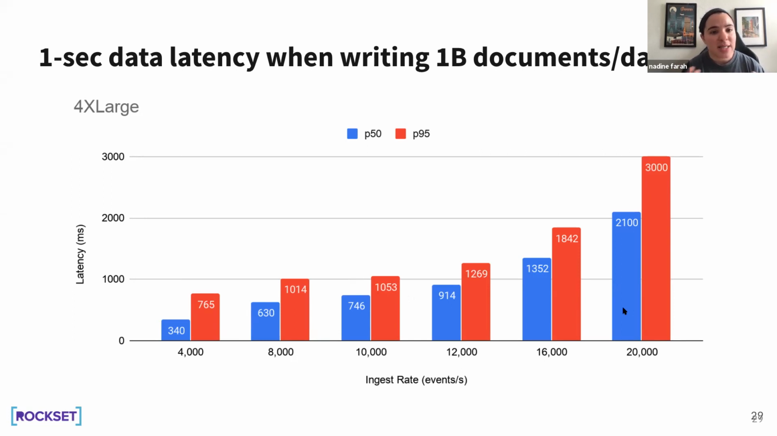At Rockset, we have different virtual instances, which you can use to scale your compute. You can read more about it at rockset.com/docs. Essentially, when we scale these instances, the latency actually goes down, which is great. And you can read more about this benchmark at rockset.com/blogs.